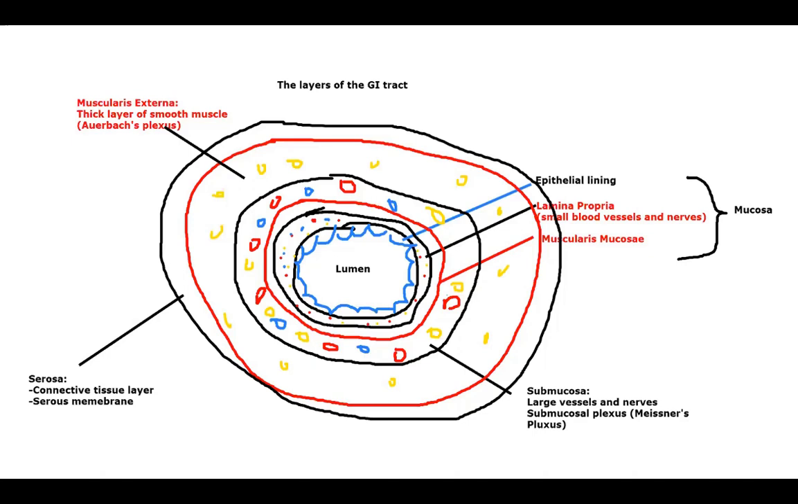Okay. And then the outermost layer here, so the layer drawn in black here, which is directly outside of the muscularis externa, is the serosa. And the serosa is basically a connective tissue layer. And then underneath that is a serous membrane. This is called a mesothelium. This is essentially the same as the visceral layer of the peritoneum.